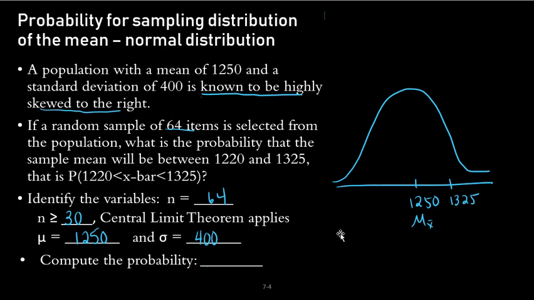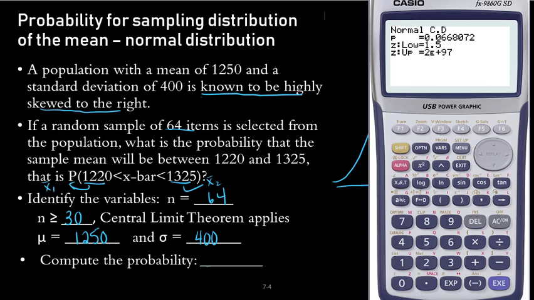Let's look at the probability between 1220 and 1325. This will be our x bar 1, and this will be our x bar 2. On the curve, we're trying to find the area between 1220 and 1325, which will be this piece in here. Let's look at it in the calculator. Hitting the exit button to go back to the normal CD menu.